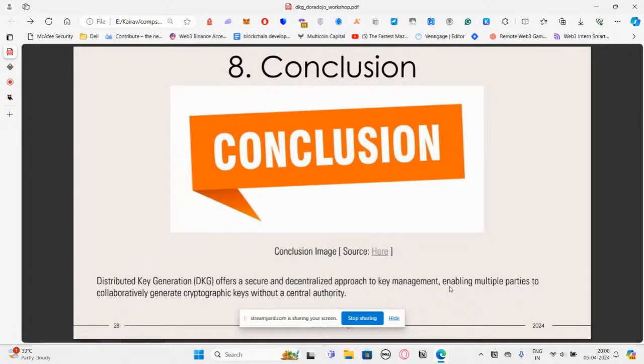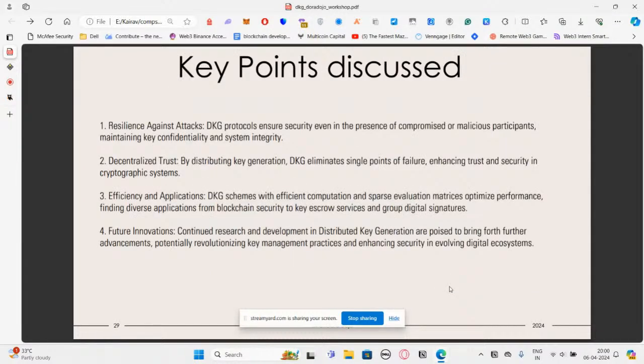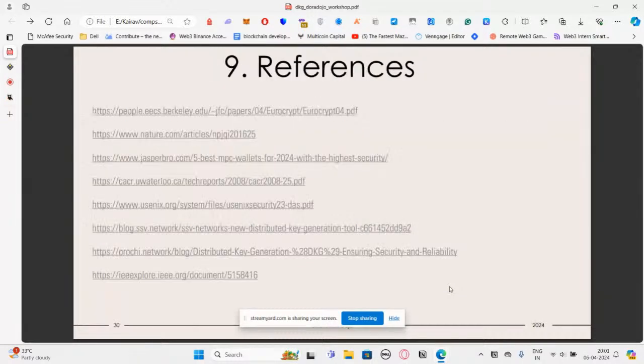So now we are moving to the conclusion. Distributed key generation, as stated, offers a secure and decentralized approach, enabling multiple parties to collaborate to generate cryptographic keys without a central authority. Just to summarize the concepts, DKG protocols, or distributed key generation, ensure security even when there are malicious participants who are compromised, as long as the threshold is not crossed. Decentralized trust, we discussed the efficiency, applications, and also the future innovations that are coming into this concept.